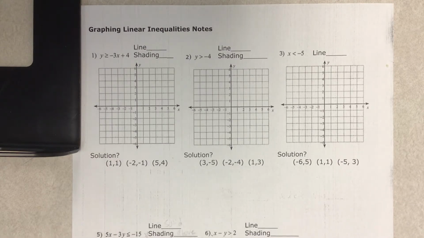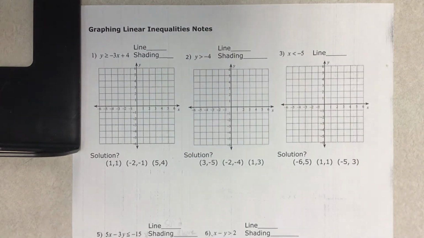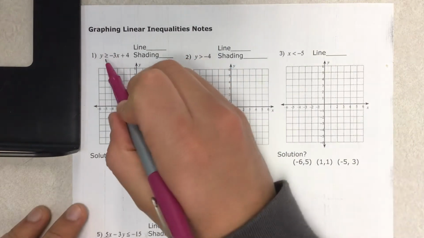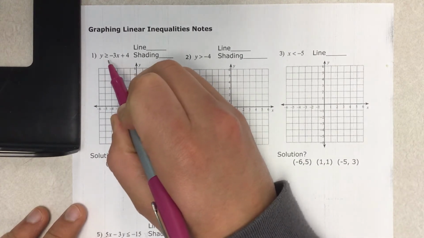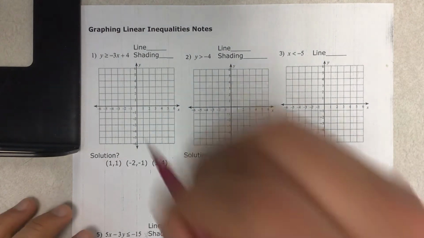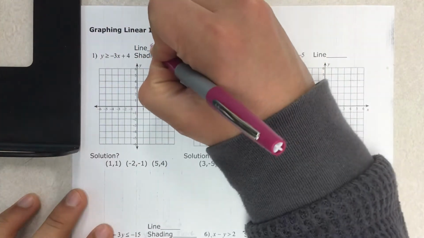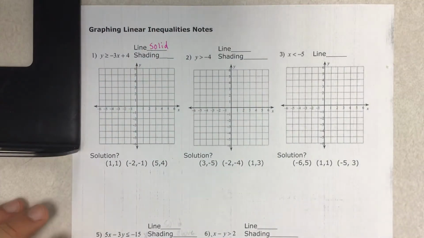So the first thing I want to do is identify what kind of line I'm going to have and what type of shading I'm going to have. What I mean by the line is solid or dotted, okay? Looking at this first inequality, I see that it is greater than or equal to. That "equal to," if you recall from the last notes, lets me know that I need to have a solid line, okay? And I'll show you what that looks like in a little bit.